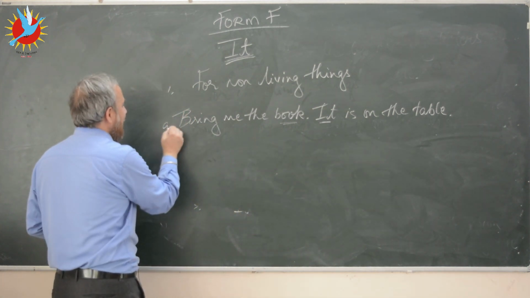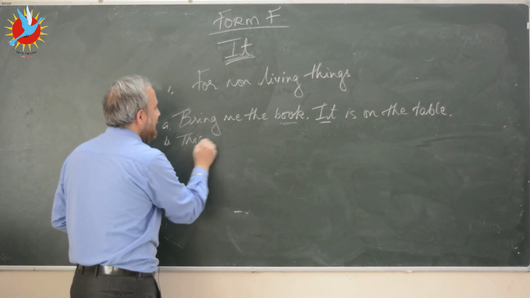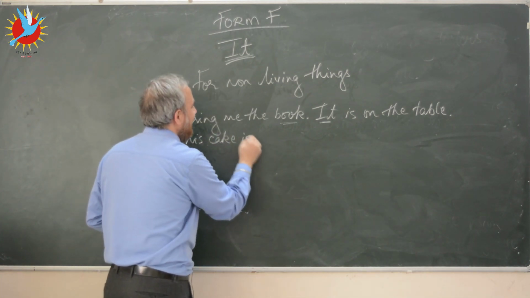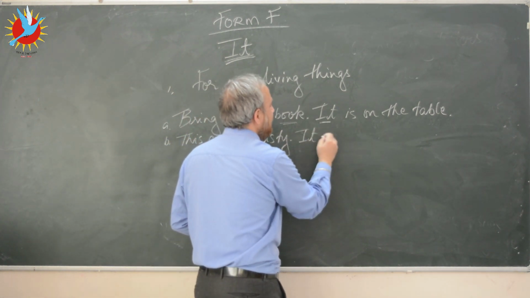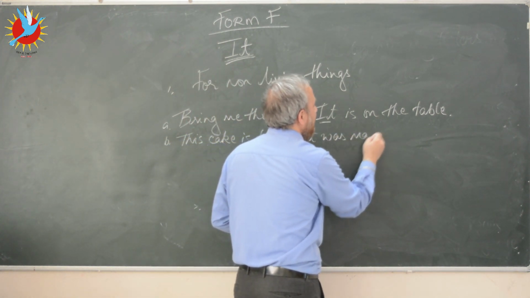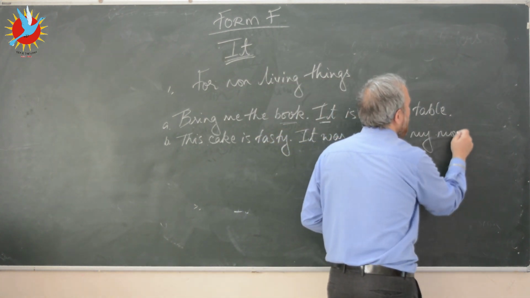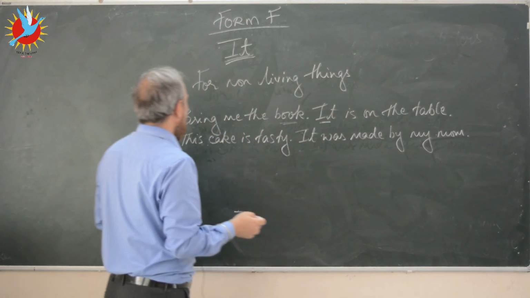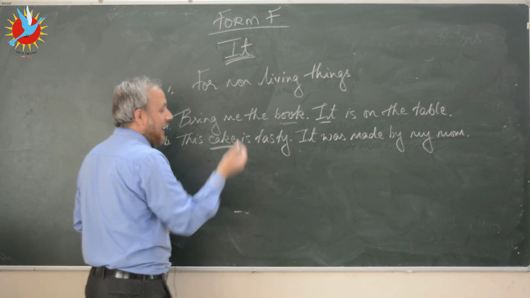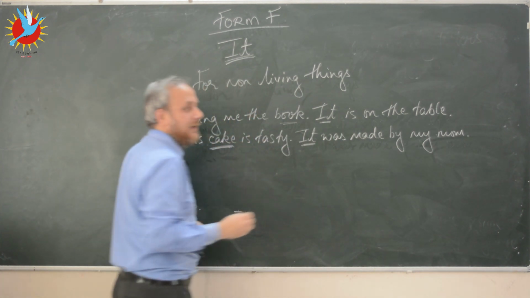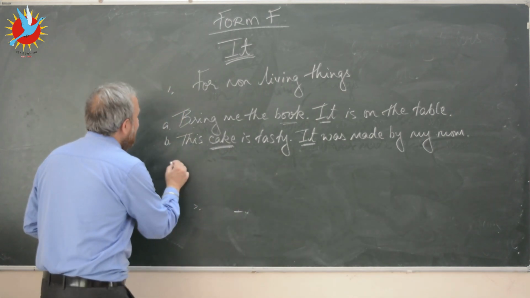Or let's say, I'll write another example for you. This cake is tasty. It was made by my mom. So again, for the non-living thing that is the cake, what have I done? I've used the pronoun it in place of the noun cake. So you use it like this.